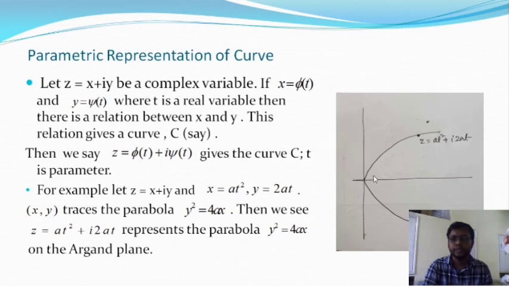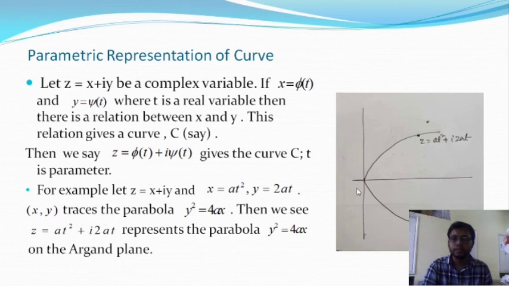But when you take x is equal to a cos t and y is equal to b sin t, what will happen? Then the point Z is equal to a cos t plus i into b sin t, that is the moving point, it makes a locus, and this locus is called an ellipse.